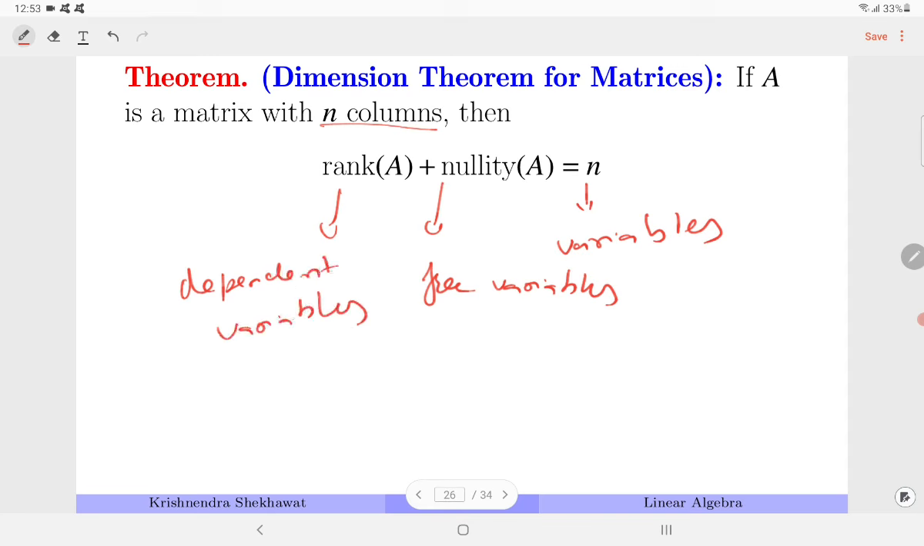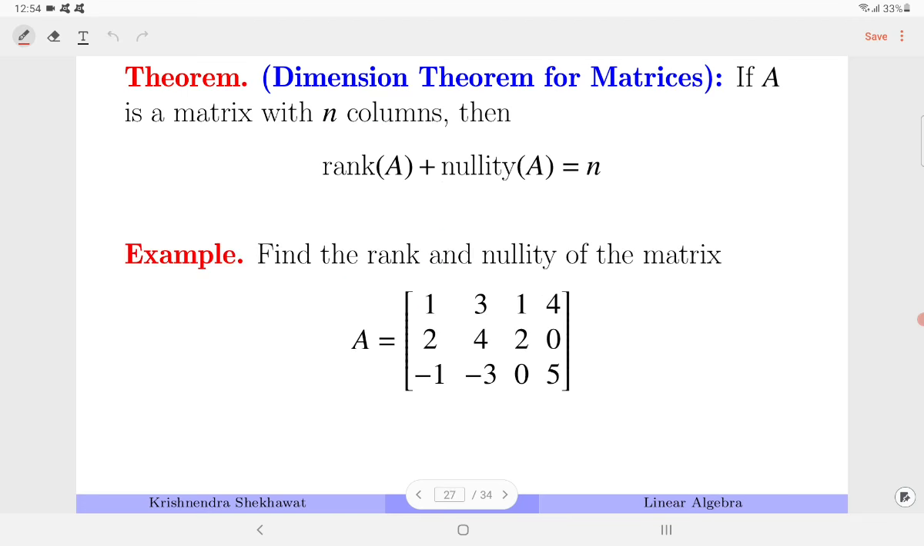Now we know that dependent means we can compute their value. If the pivot entry is 1, you know that you can compute the value of that variable, and the others are the free variables. So the number of dependent variables plus the number of free variables gives you the total number of variables. This theorem is important because if you can compute one of rank A or nullity A, then you can compute the other using this formula.